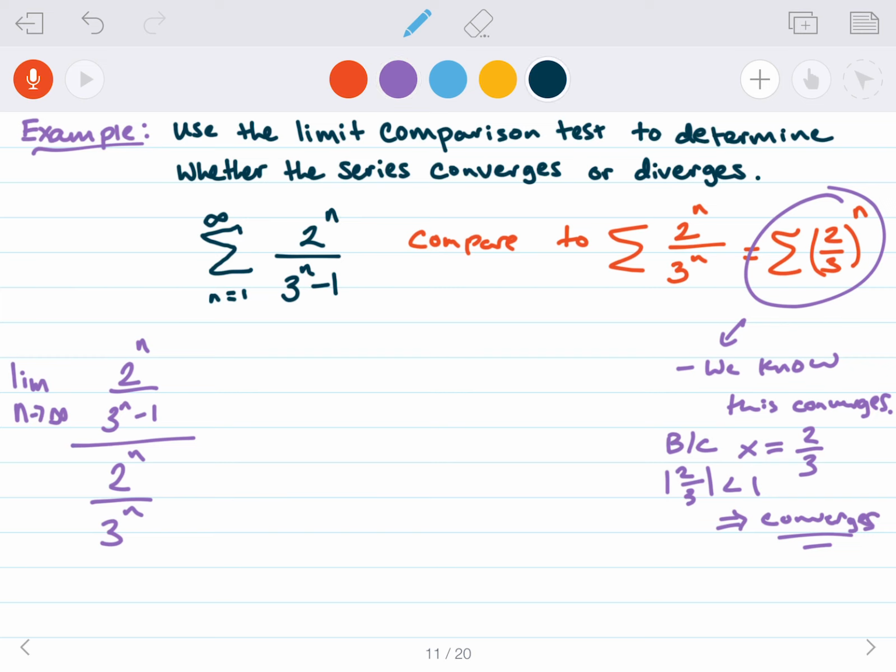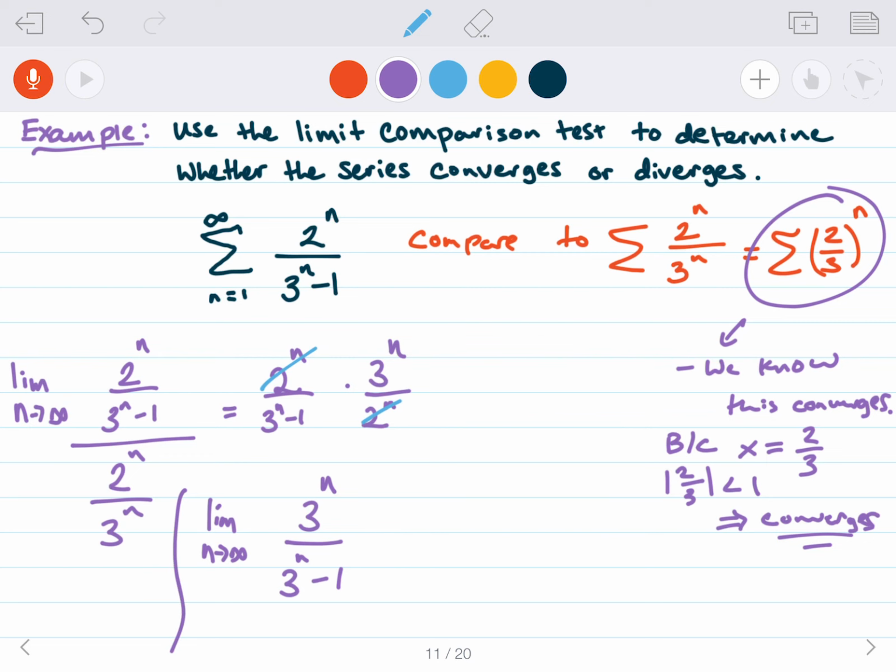So let's clean this thing up. I keep the top times the reciprocal of the bottom when I do that division. And here, what's cool is these guys are going to cross-cancel, divide each other out, and we're simply left with 3 to the n over 3 to the n minus 1, and of course we're taking the limit here. I am being sloppy, and I'm sorry about that, but time is of essence here. So here we go.